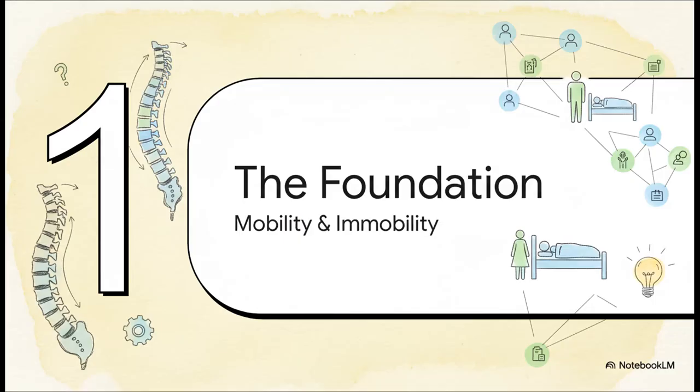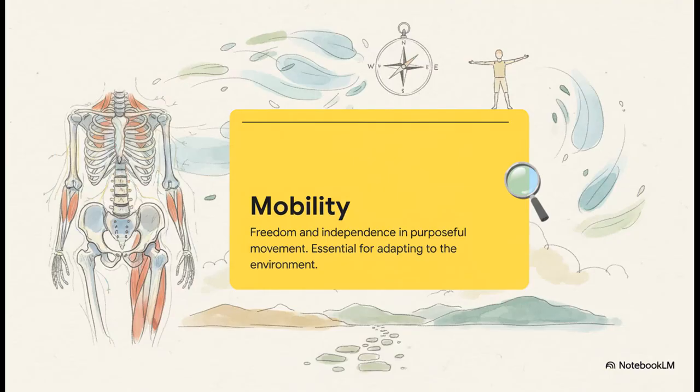Before we can even begin to talk about fixing the problems caused by immobility, we've got to have a rock-solid understanding of what we're actually talking about. So, mobility. It's so much more than just walking, right? It's about freedom. It's about purpose. Think about it. It's being able to get up and grab a glass of water when you're thirsty. That simple act requires your nervous system and your musculoskeletal system to be in perfect sync.